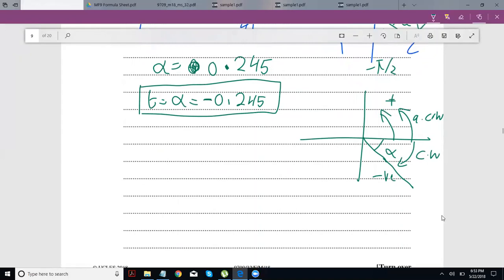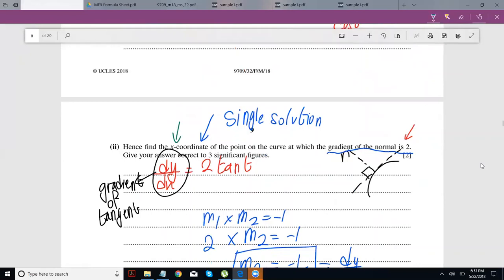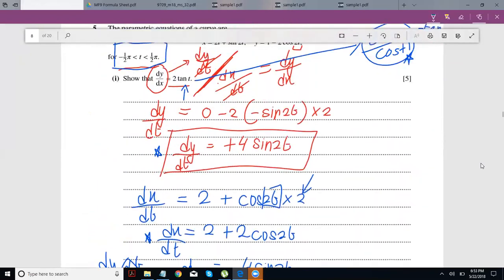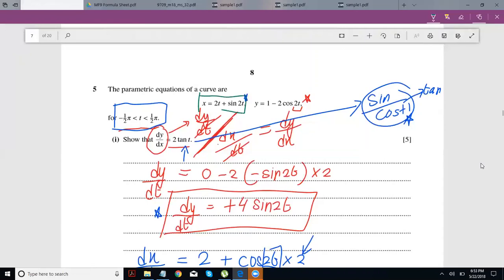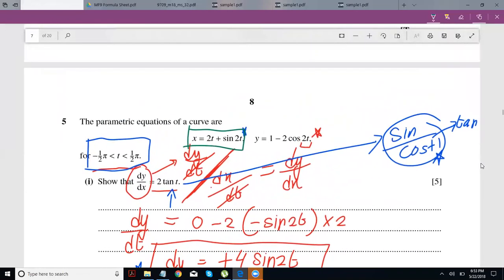However, they don't want the value of t. They want your x coordinate. That's important. What are you then going to do? You're going to pick up this particular equation and input your value of t, that is minus 0.245, plus sine 2 into minus 0.245. Through this, you should get your value of x.